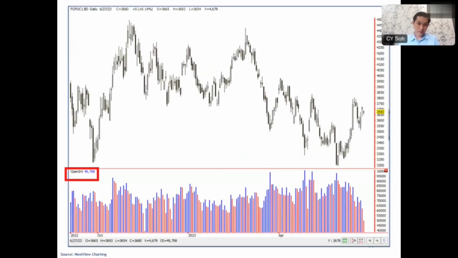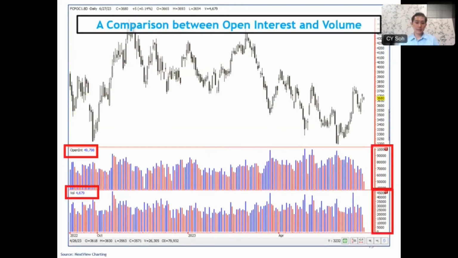So this is how open interest looks. Again, it's like a bar chart, like volume. However, if we put them side by side, comparing open interest and volume, it will look like this. Of course, the top bar would be open interest, and at the bottom would be your volume. Here you may see that they look quite similar. However, they are a little bit different. I guess you may have some questions in your mind already, right? Both open interest and volume look the same. Why do we still need to look at open interest?